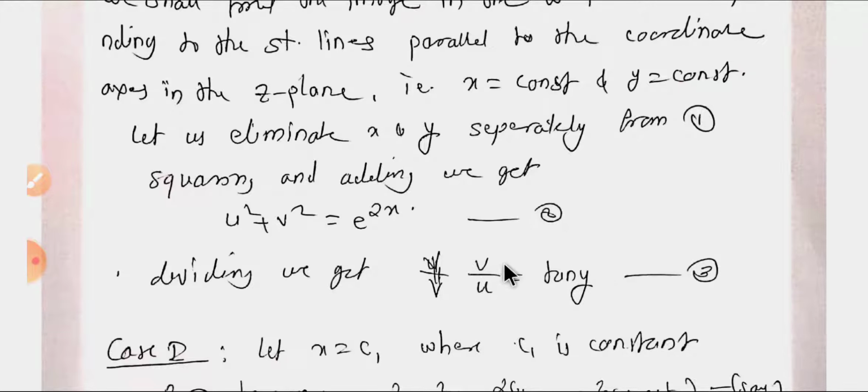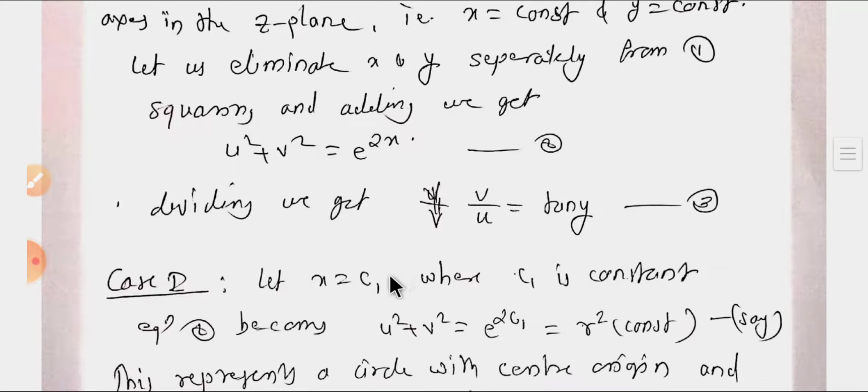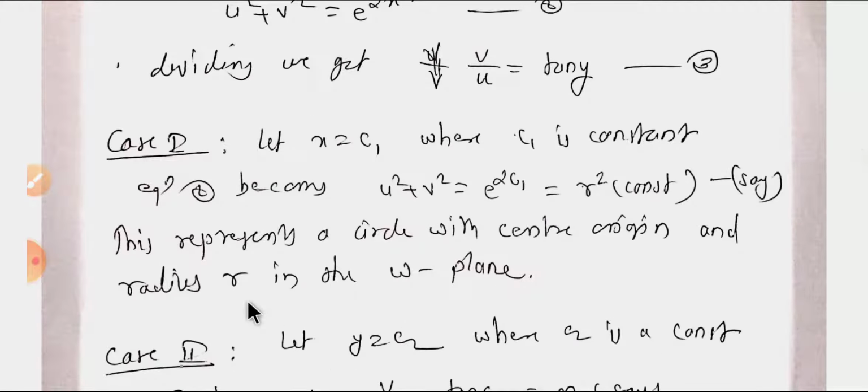Now case 1, let x equal to c1 where c1 is a constant. Then equation 2 becomes u square plus v square equal to e raised to 2c1. Consider this is again a constant, considered r square, that is, u square plus v square equal to r square, which is again a constant. So this represents a circle with center origin and radius r in the w plane.